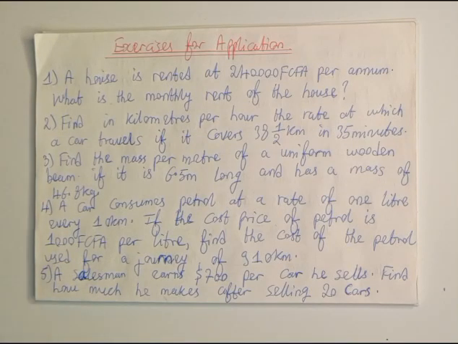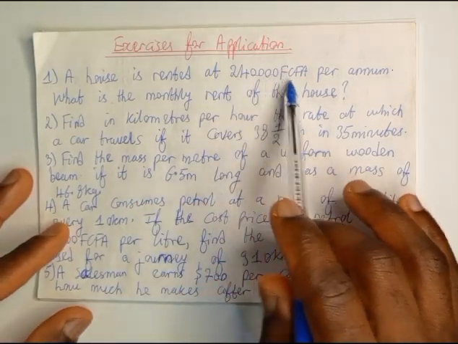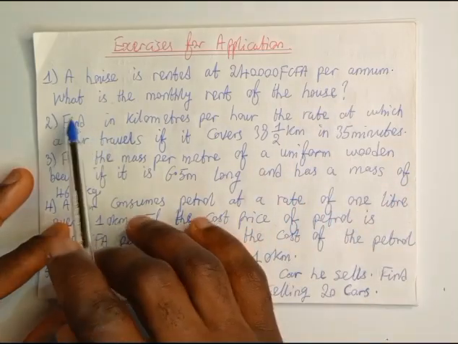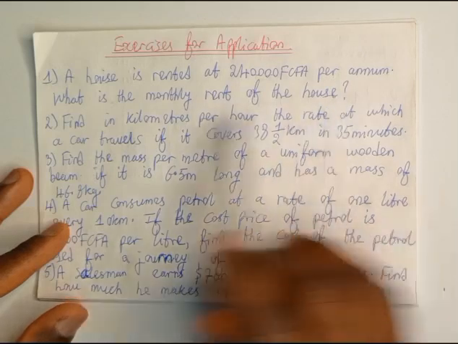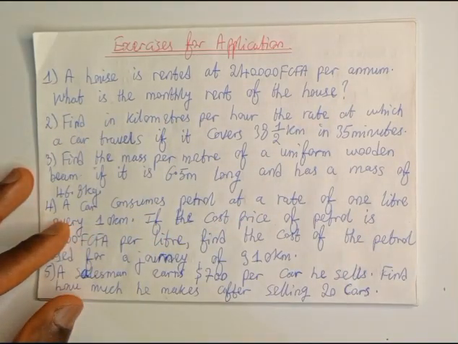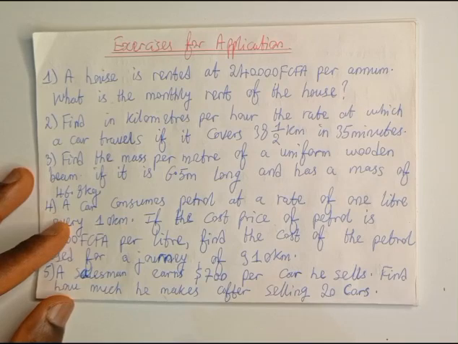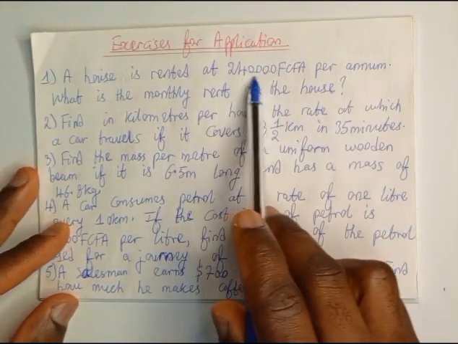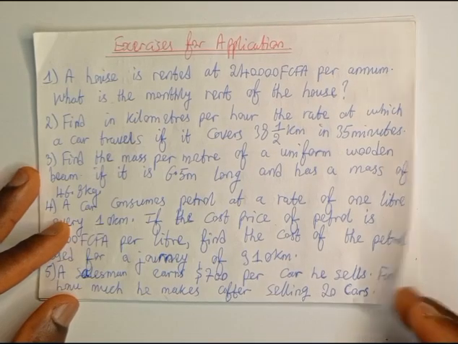We are to answer the following exercise for application and rates. For question 1, a house is rented at 240,000 francs CFA per annum. What is the monthly rent of the house? We are simply asked to find how much is paid per month for the house, given that 240,000 francs CFA is paid each year for the house.